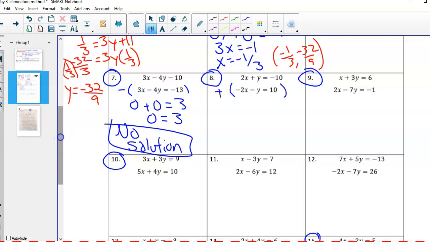So 2x plus negative 2x is 0. y plus negative y is also 0. Negative 10 plus positive 10 is 0. So really we have 0 equals 0, which means infinitely many solutions.